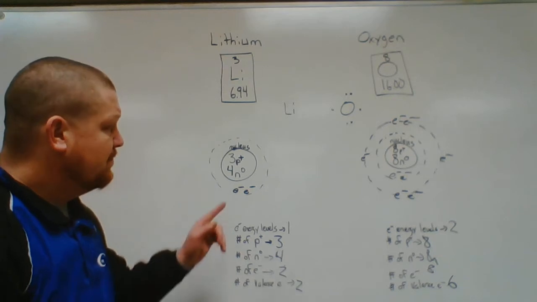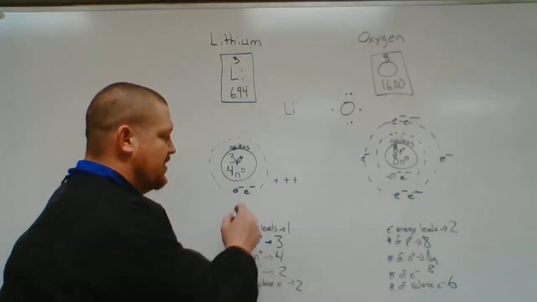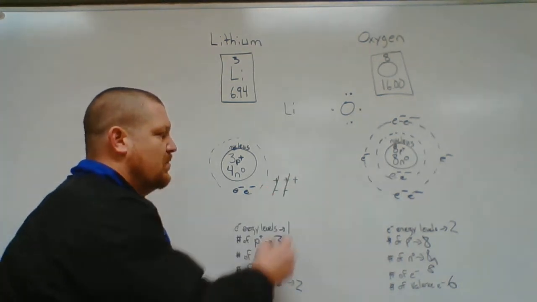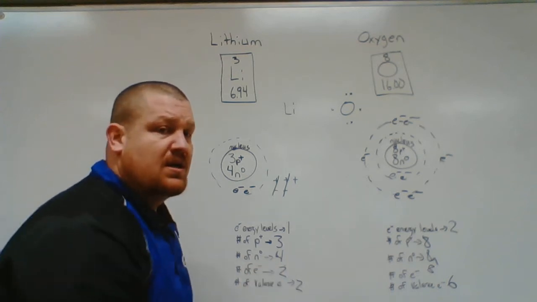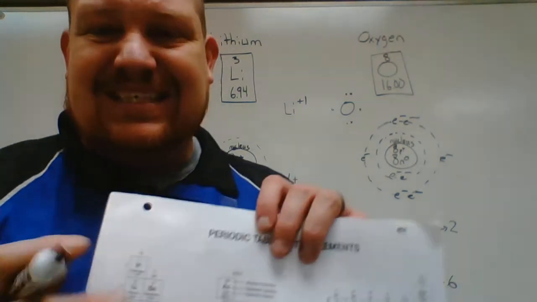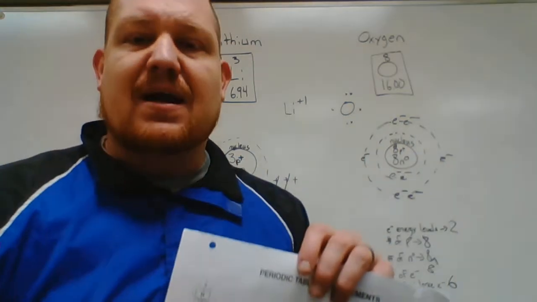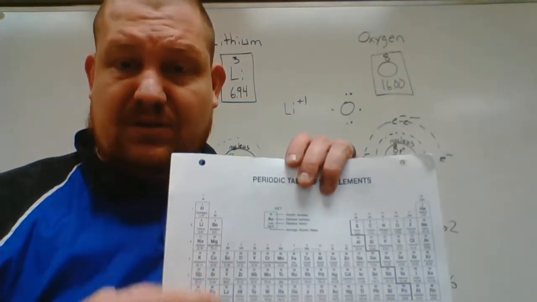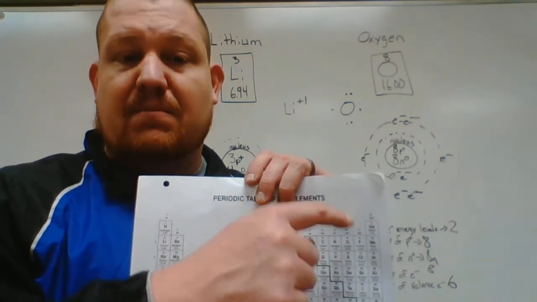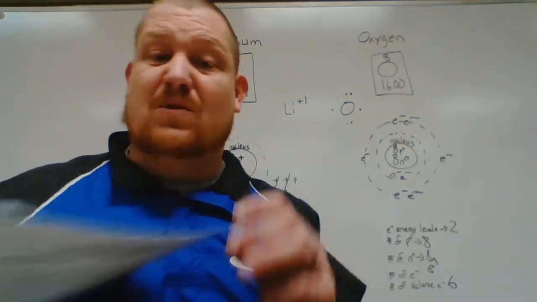So now there are 3 protons, 1, 2, 3, and there are 2 electrons. Okay, opposite charges cancel out. 1, 2. We're left with 1 extra positive charge. So this lithium now has a charge of +1. Every single element here, when they become an ion, will have a +1 charge, +2 charge, +3 charge, 4, -3, -2, -1, 0, because these don't ionize. They're the noble gases.